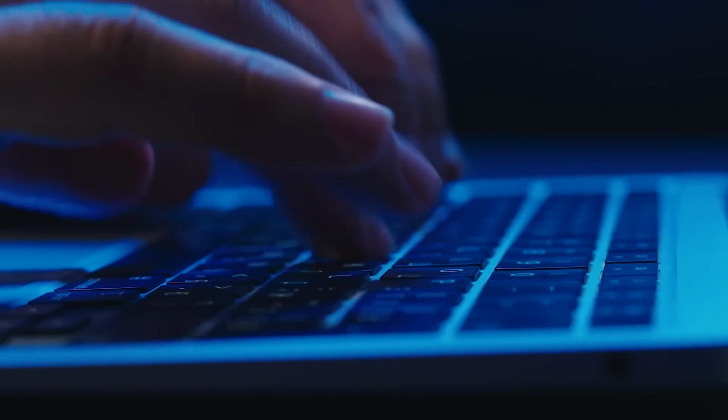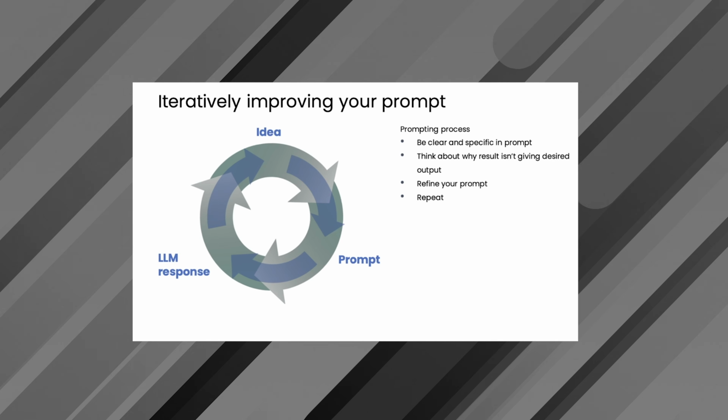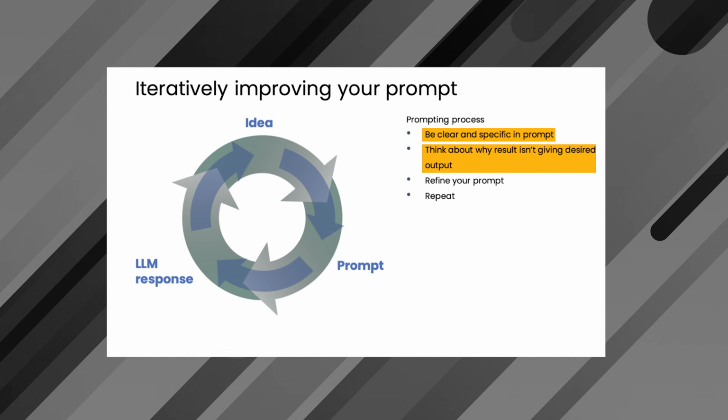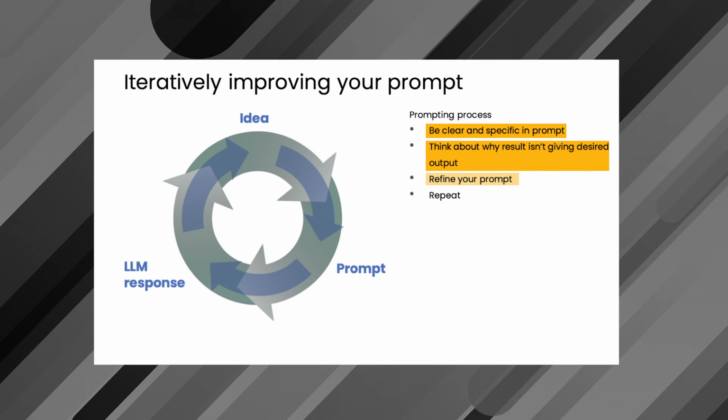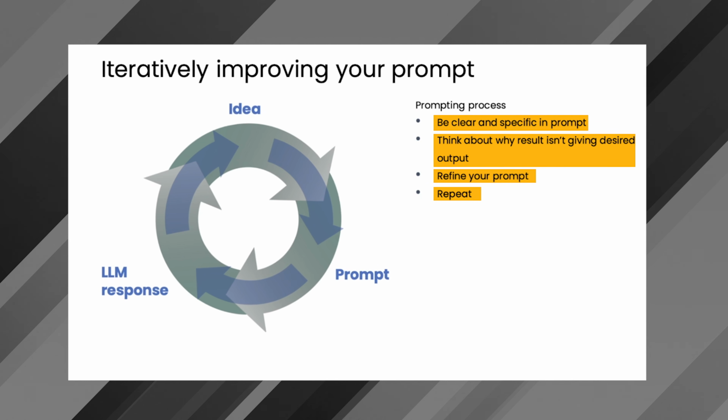I guess it's similar to saying that if you're trying to learn to code, instead of trying to memorize syntax and memorize other people's chunks of code, it's much better for you to understand how to write good code yourself. Just write the prompt, check what the results are, and then iteratively build upon that. His process is 1, be clear and specific in the prompt. 2, think about why the result isn't giving the desired output. 3, refine your prompt. And then 4, repeat the process until you get your desired prompt and output.